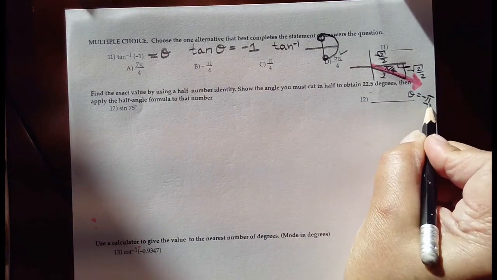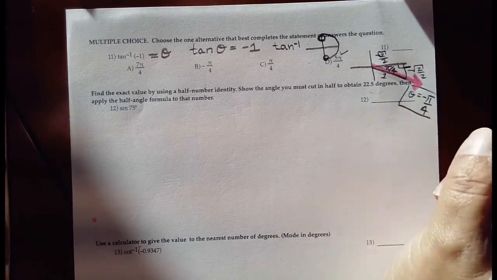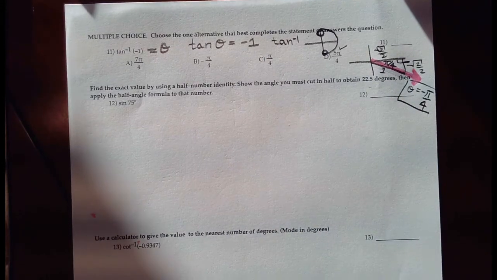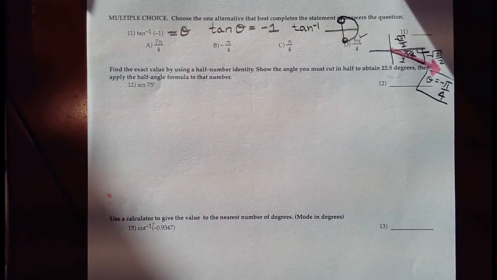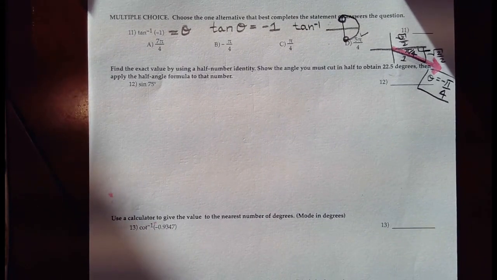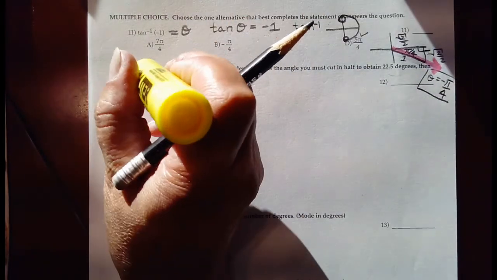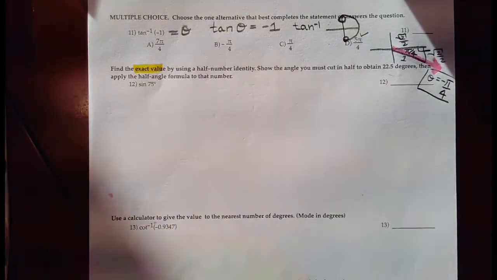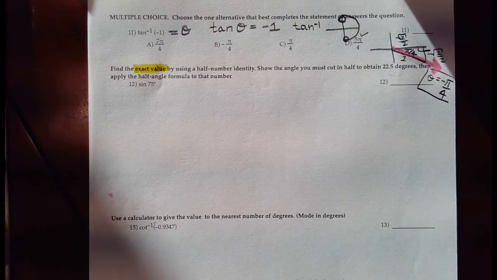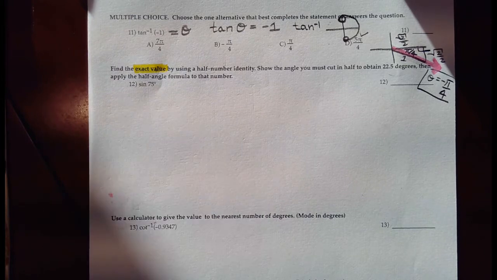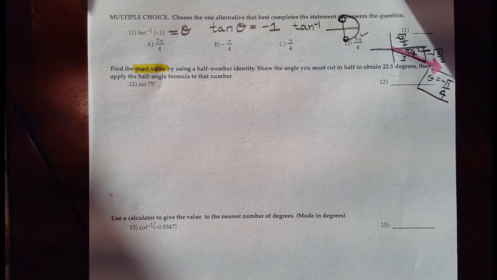Okay, number 12. You don't know how to give an exact value, and you're being asked to find an exact value for 75 degrees. Yet all you know how to work with is 30-degree right triangles, 60-degree right triangles, and 45-degree right triangles. But what you can do is break this number up through either a sum or a difference, which is why it's in the section called the sum and difference formulas, which you were given for sine, cosine, and tangent. So you're going to have to know the sine formula, and you're going to have to decide whether you're going to add or subtract.